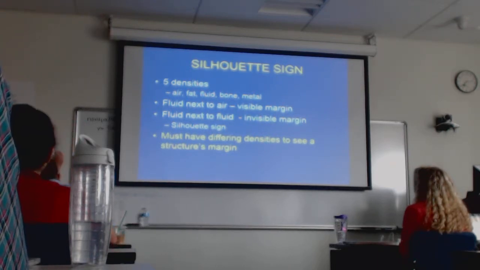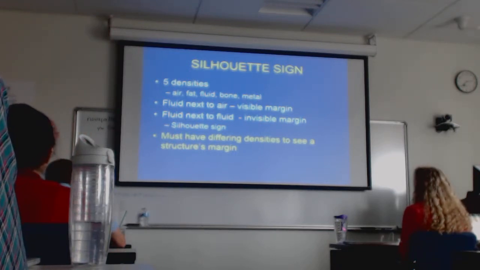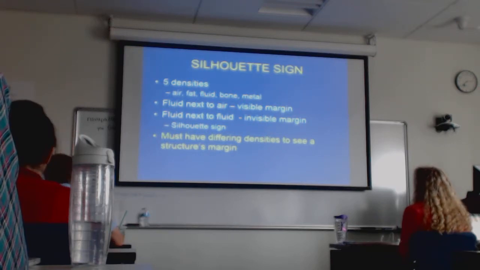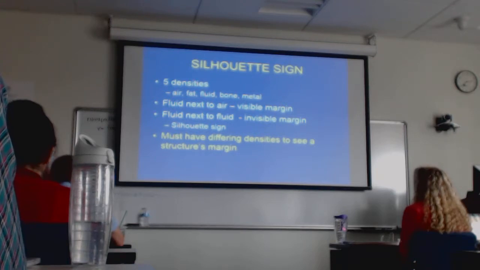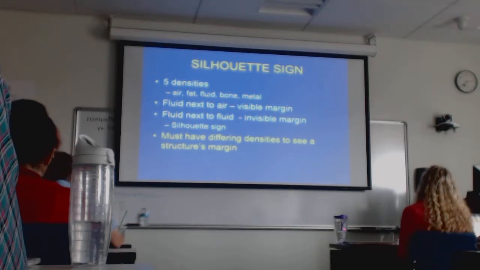I've already hit on this a little bit, but I want to come back to it again because the silhouette sign is really crucial. We talked about the 5 densities, and the only reason you can see anything is because there have to be 2 different densities abutting each other. The air density of the lung and the soft tissue density of the heart are the only reason you see that margin of the lung and heart.